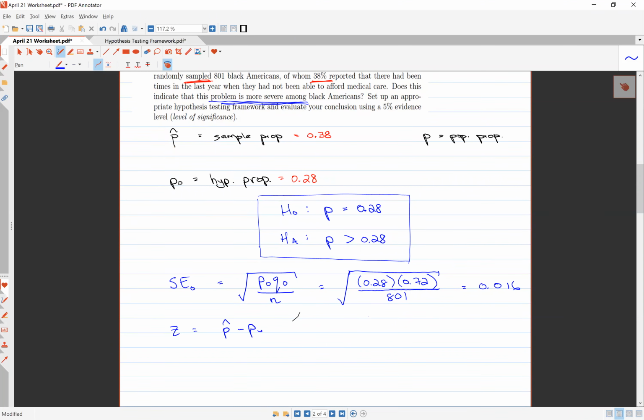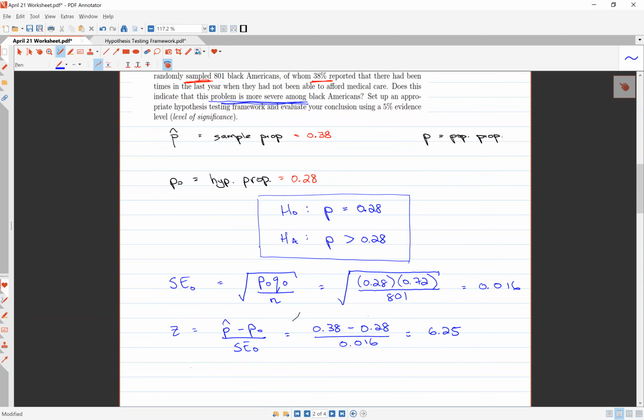Now we can calculate our z-score. P hat minus P naught over SE naught. So sample proportion is 0.38, P naught is 0.28, divide by 0.016, and we get a z-score of 6.25.